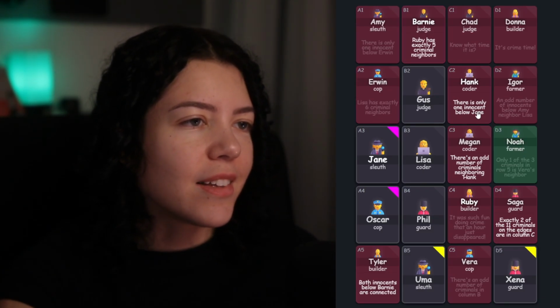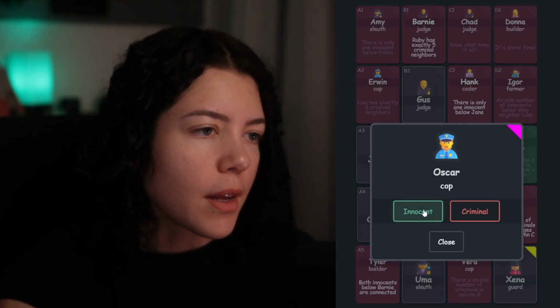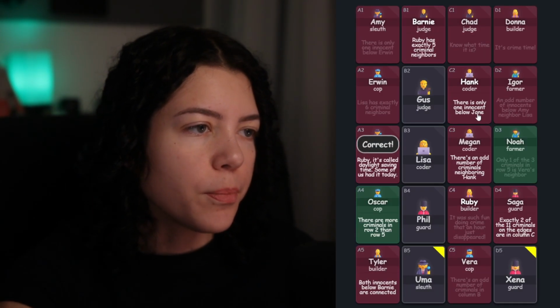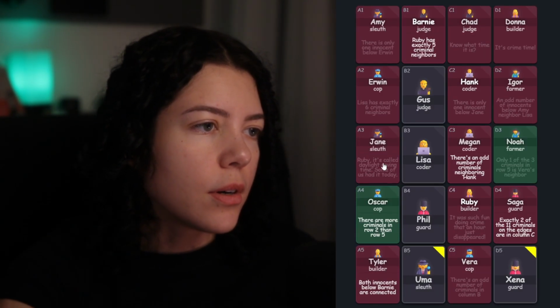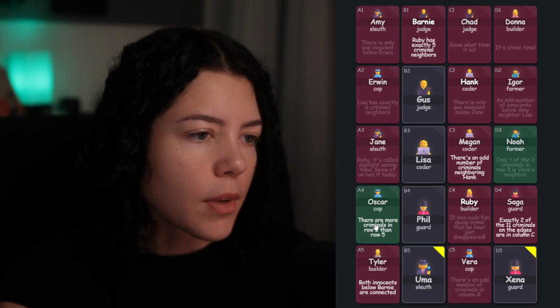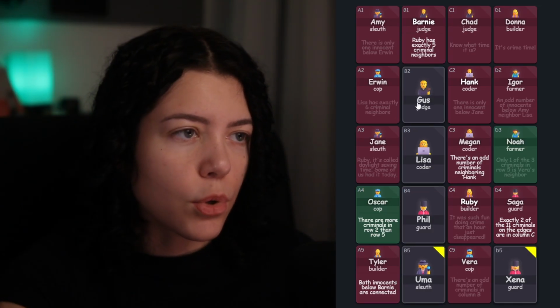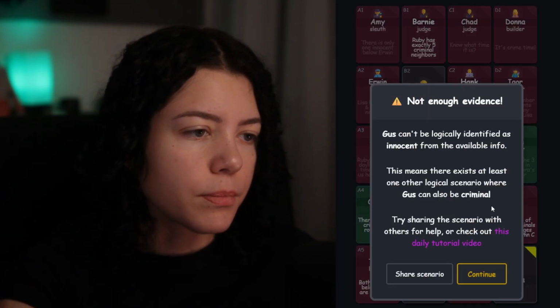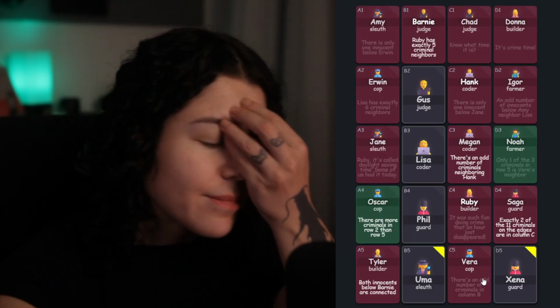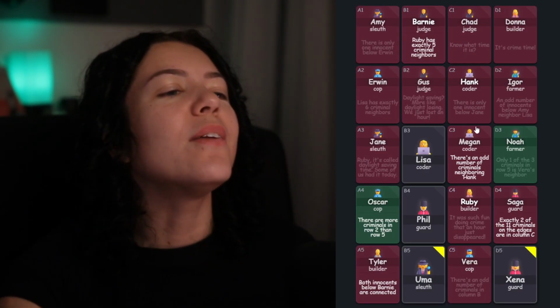Hank says now that there's only one innocent below Jane. Oh, so that's Oscar, which makes Jane herself a criminal. And now Oscar says there are more criminals in row 2 than row 5. Well, we know there's 3 criminals in row 5, so there has to be more than that in row 2, which makes us an innocent. A criminal! Why do I do that?